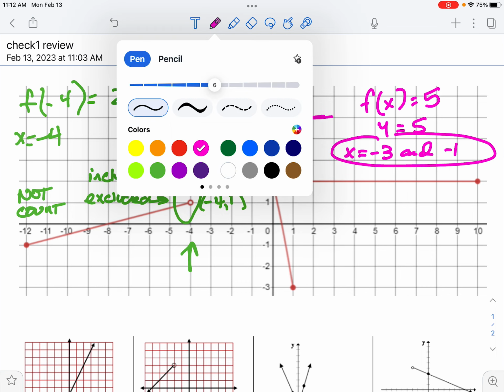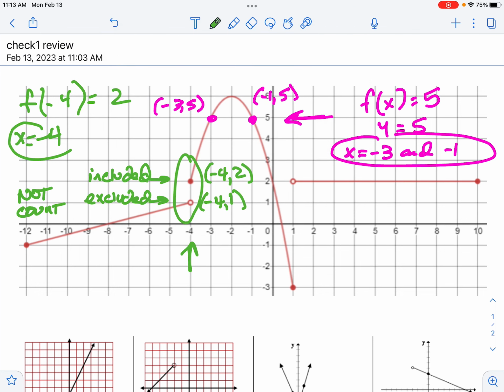So certainly kind of sort of a tricky set of questions. I get it. But let's make sure we're paying attention. Are those dots included and excluded? The excluded ones don't count for us. And then, of course, if I'm given f of x is equal to a number, looking for a y value equal to a number, that x value can be multiple numbers in that scenario, which was in the pink.